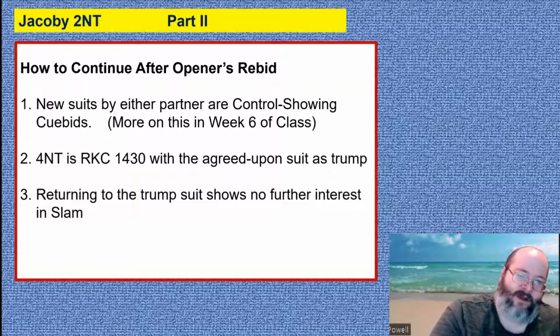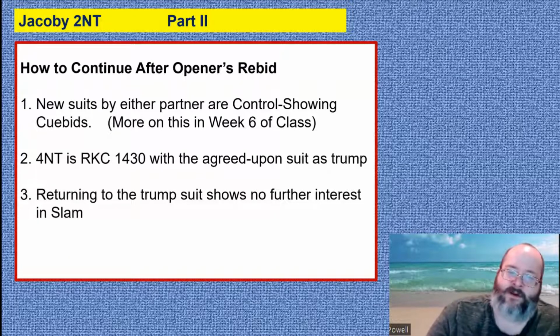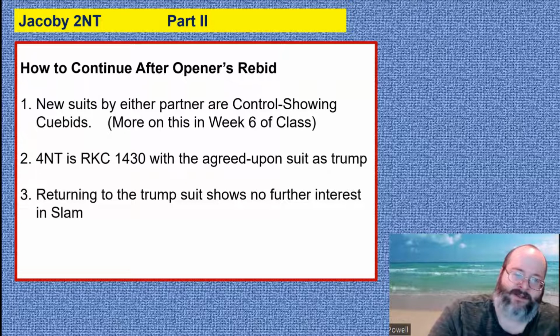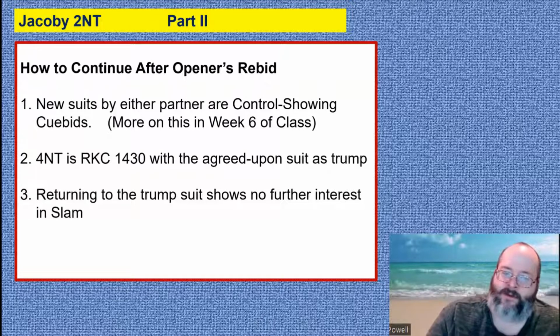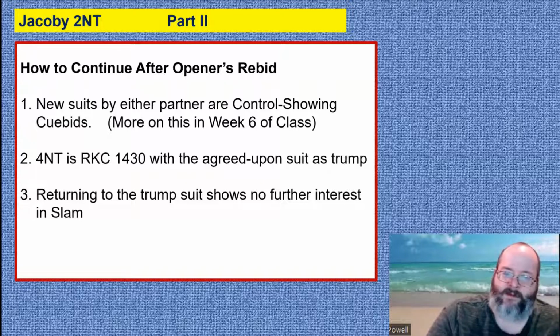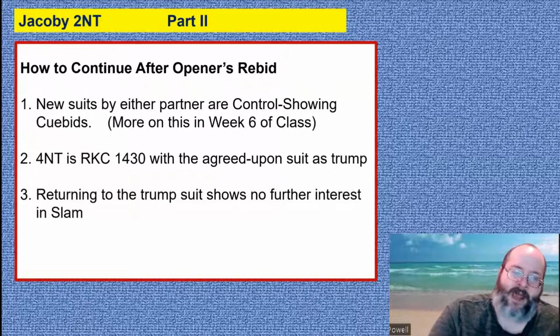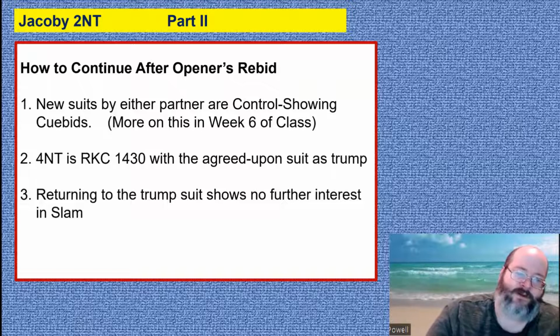After we've covered all of Jacoby 2 no trump, and we've talked about splinters, then we're going to talk about more advanced techniques. So we're going to get the basics down first, mostly using Roman key card. And then we're going to talk about the control showing Q bids in the 6th and even the 7th week of class. We'll be dealing with situations where you decide which one of these methods you want to choose.